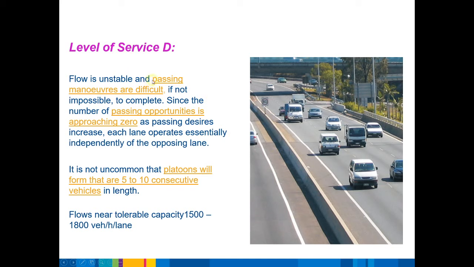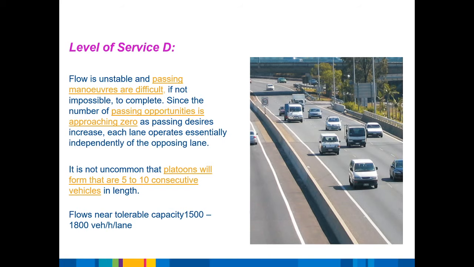Level of service D, now we're getting to an unstable flow. Passing maneuvers are difficult, if not impossible. The number of passing opportunities is approaching 0, but every lane is desiring more opportunity to pass. This is that scenario, and again, if you've done much highway driving in and around Melbourne, you might have often seen there's always one or two.